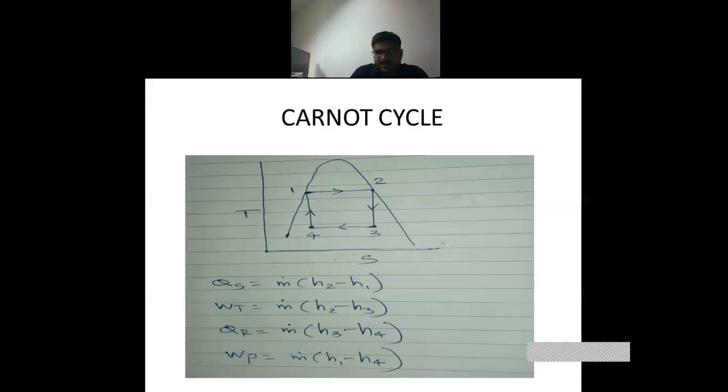Now this is the ideal cycle. If we want to apply it in an actual case, it is very difficult, but between two temperature limits it has the highest efficiency. Although it is not feasible or practical, between two temperature limits the Carnot cycle has the highest efficiency.